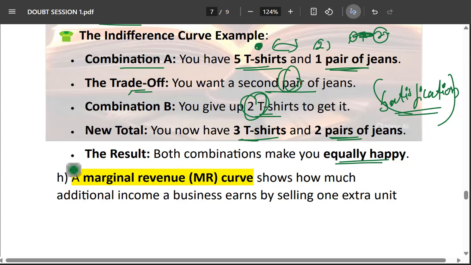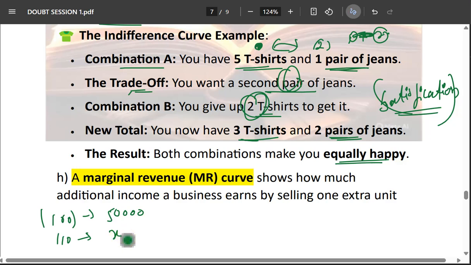So the marginal revenue curve shows how much additional income a business earns. Not just income, it is the additional income from selling an additional unit. My target was 100 units, 50,000 rupees, which I have to earn by selling 100 units. But now I'll add 10 units, so 110 units for this.